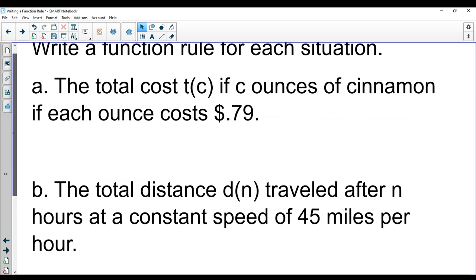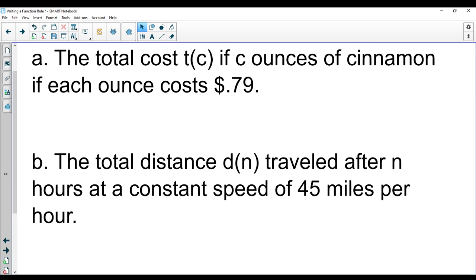Okay, now we're getting into word problems, which are not super hard. All you have to do is either write the function or you might have to plug a number in every now and then. Okay?